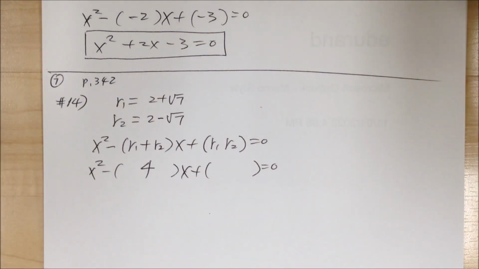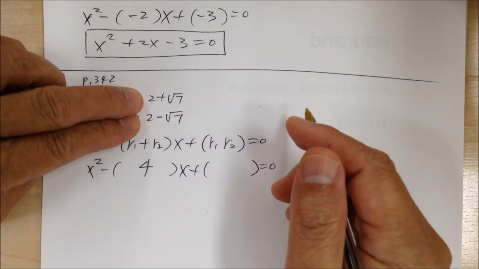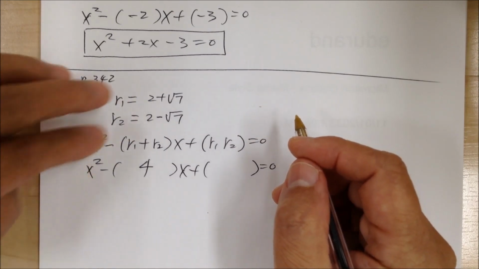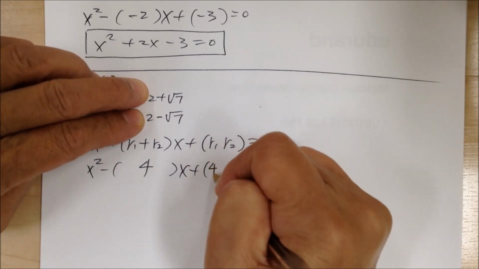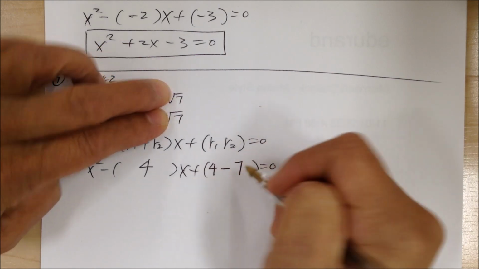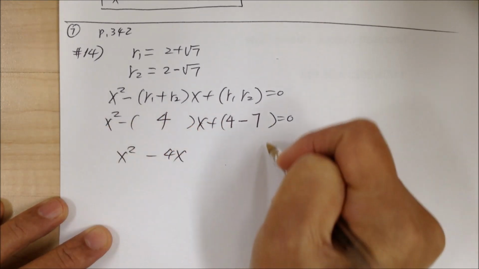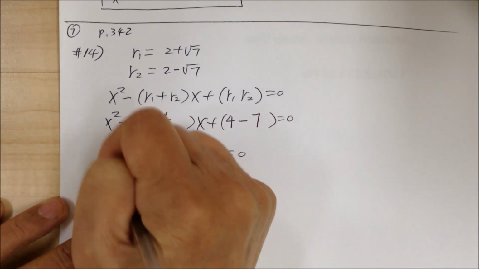Okay, now you have to do the multiplication. When you multiply, these are conjugates. To multiply conjugates, you just multiply the corresponding parts, because the outer and inner terms will cancel out. So 2 times 2 will give you 4. Plus times minus will give you minus. Square root of 7 times square root of 7 will give you 7. Now all you have to do is work it out. So you get x squared minus 4x minus 3 equal to 0.